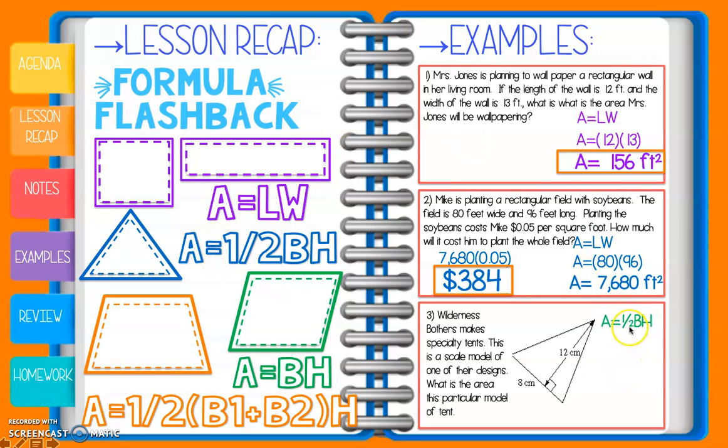So we have area equals 1/2 base times height. And then we're going to substitute our base and our height. My base is an 8 and my height is a 12. I'm going to substitute it there. Then I'm just going to multiply. 1/2 times 8 is 4. 4 times 12 gives me 48 centimeters squared.